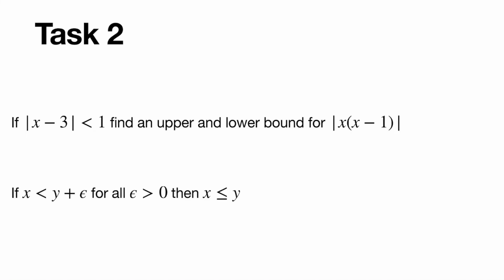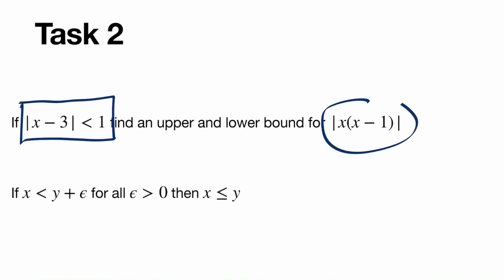So one thing I want you to do is do a little bit of practicing with your absolute values. I want you to start with this absolute value right here. So start with x minus 3 is less than 1, and use that to come up with the best approximation of x times x minus 1 that you can. So make your best possible approximation of x times x minus 1, given that x minus 3 is less than 1. And then once you've done that, see if you can prove this theorem.